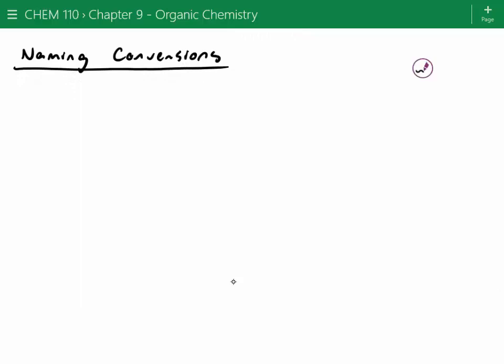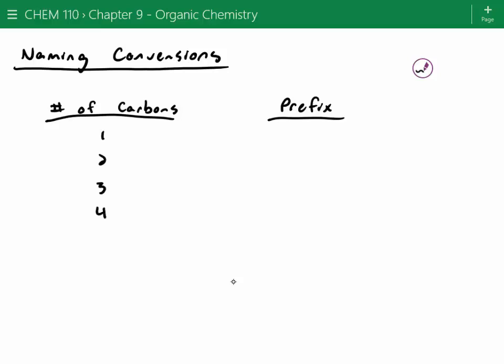All right, so we'll have two columns, number of carbons, and then the prefix associated with it. So 1 carbon, 2 carbons, 3 carbons, 4 carbons, 5 carbons, 6 carbons, 7 carbons, 8 carbons, 9, and we'll go on after that. So prefix for 1 carbon, it's not mono like we think it should be.